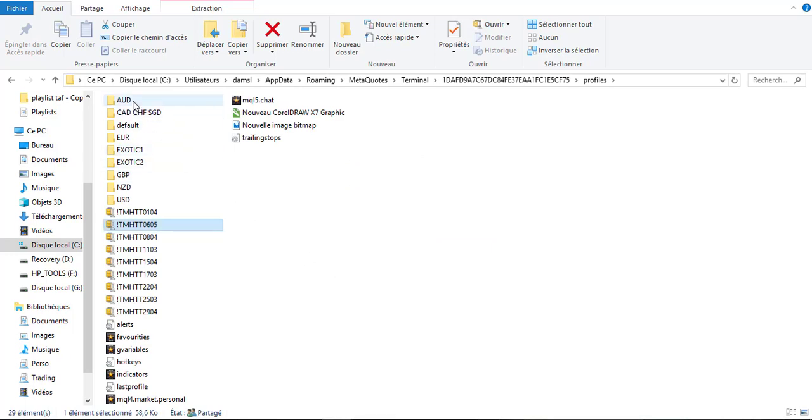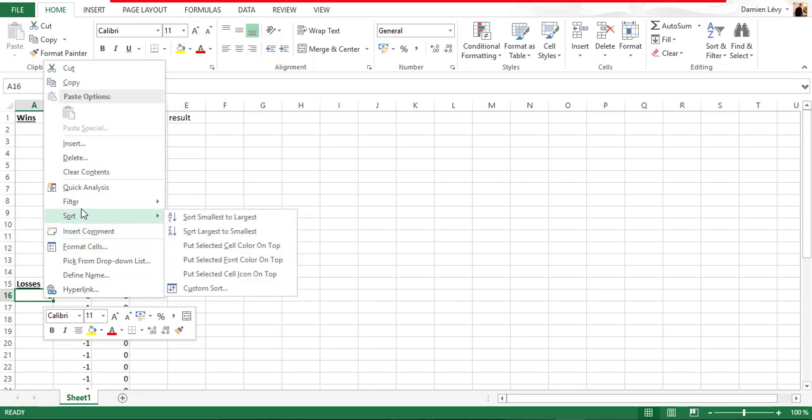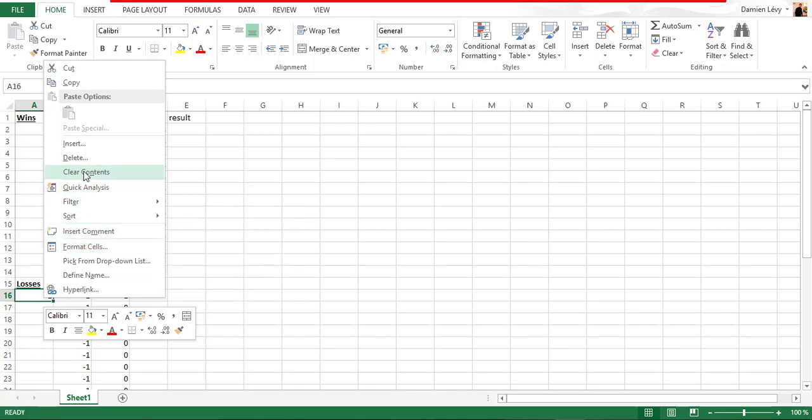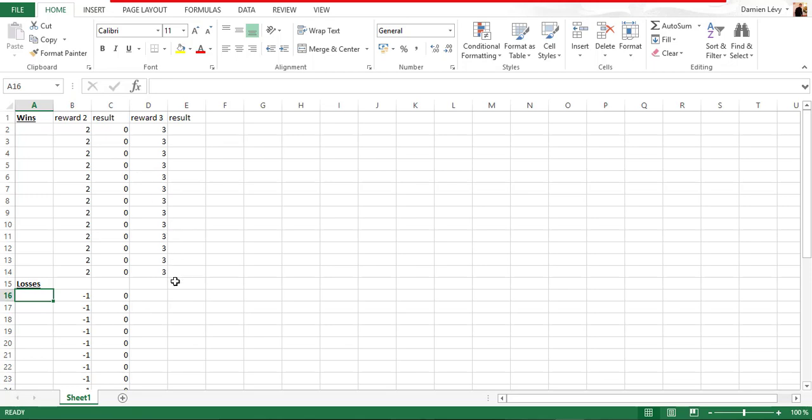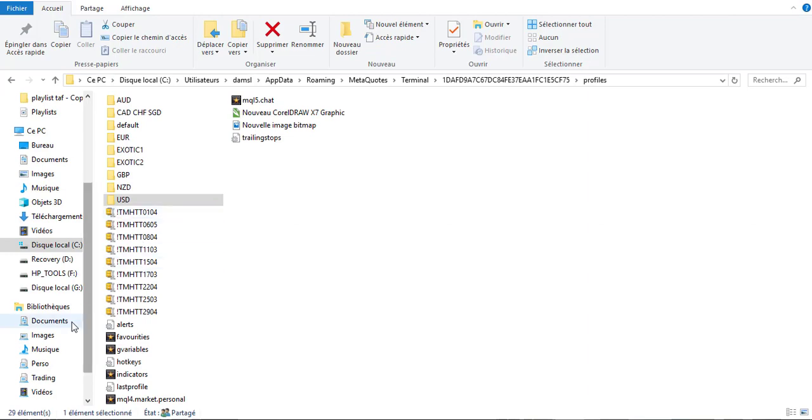Here it is. As you can see, there are 6 profiles with different currencies. These are the lines of the week. Second, I have an Excel worksheet with 2 reward computation and 3 reward computation. I will count the number of wins, putting a 1 here every time we have a win, and a 1 here every time we have a loss. At the end we need to multiply by the size. I advise 2% per trade, so I will multiply the result by 2 at the end right here. Let's start.